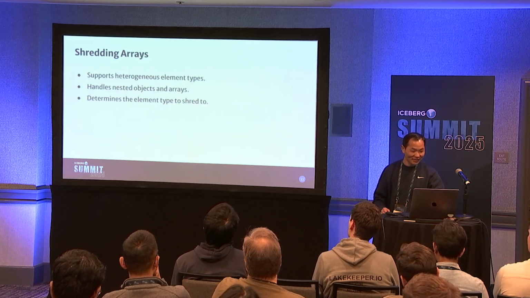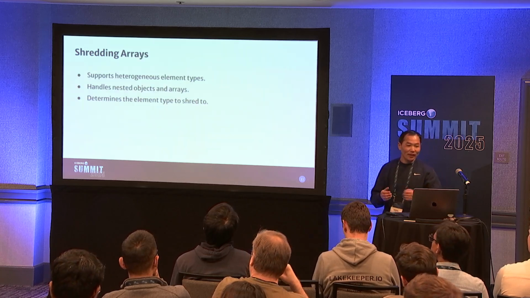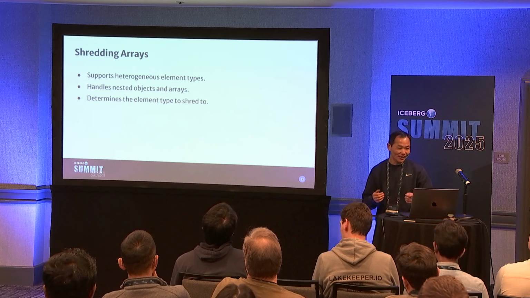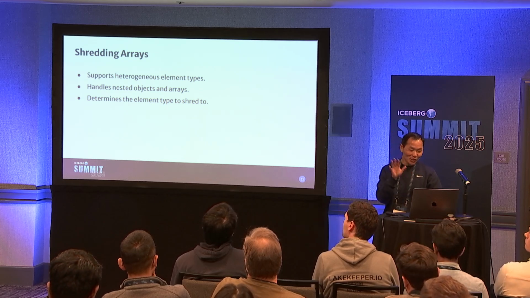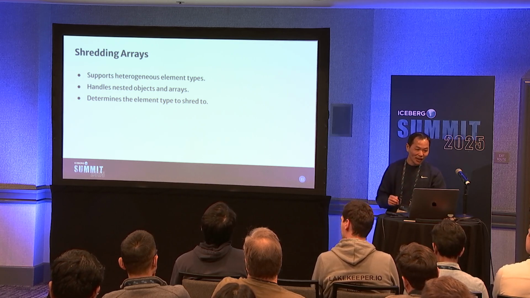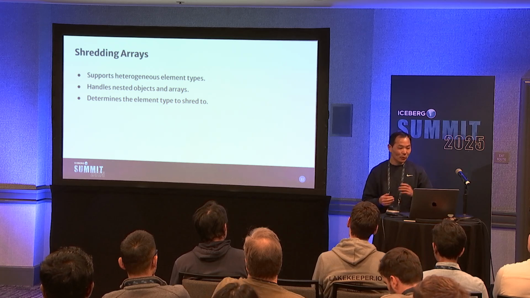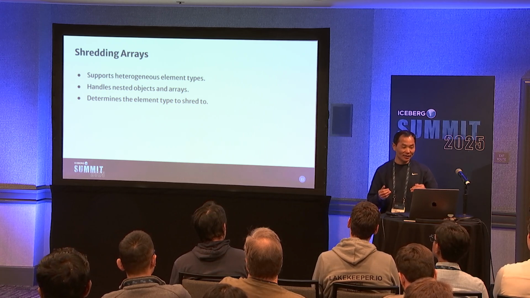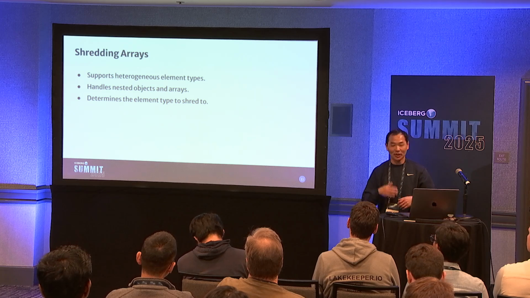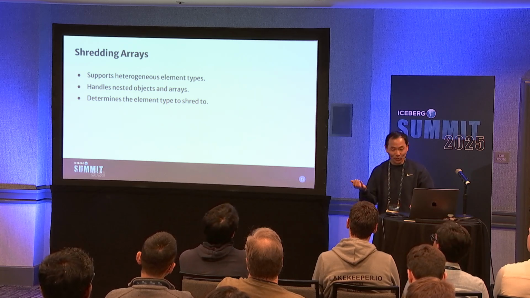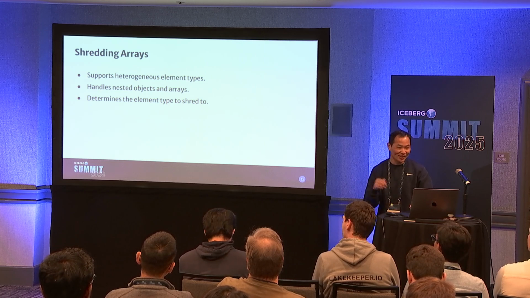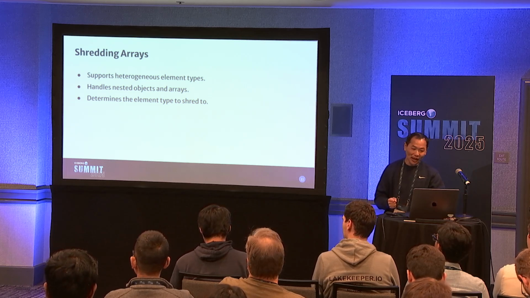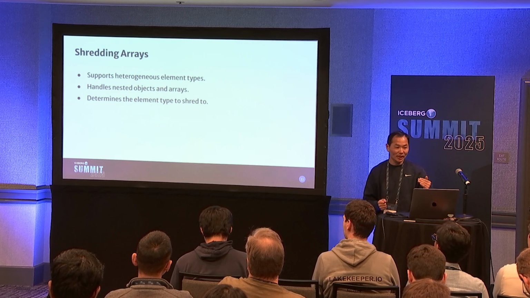Okay, so now when it's an array, that's going to become more complex. I'm going to show you with some examples later. But for arrays, as we mentioned, we can support different element types. For example, it can be an integer, a nested array, or a string, or anything inside arrays. Similarly, we have to determine the element type to be shredded.